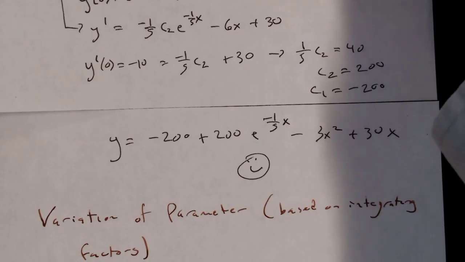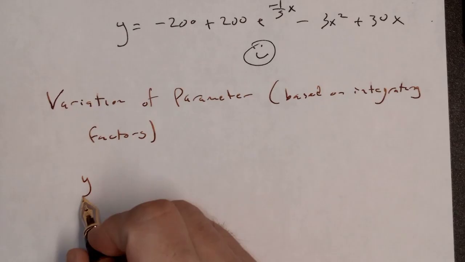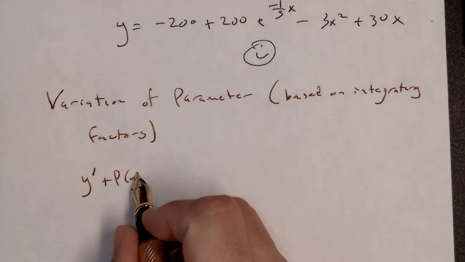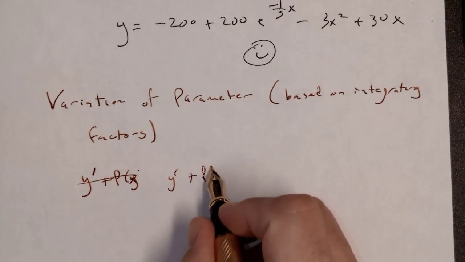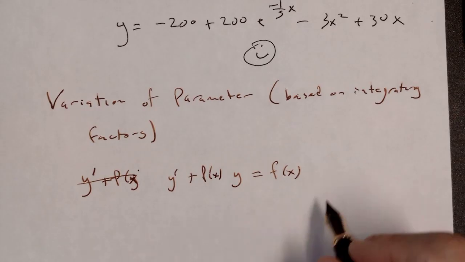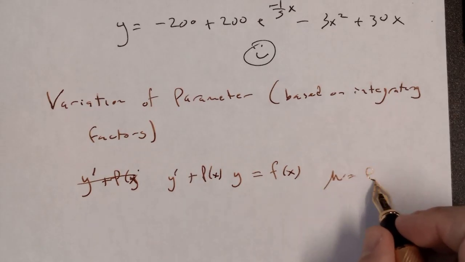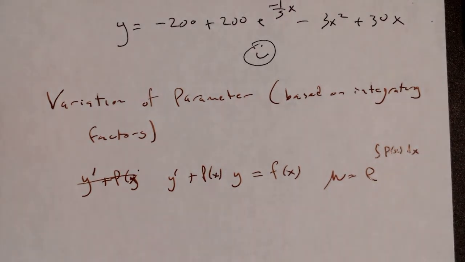This method is called the method of variation of parameters. And really it is, let's work with our integrating factor. When I had y prime plus p of x times y equals some function, we let our integrating factor be e to the integral of p of x dx.